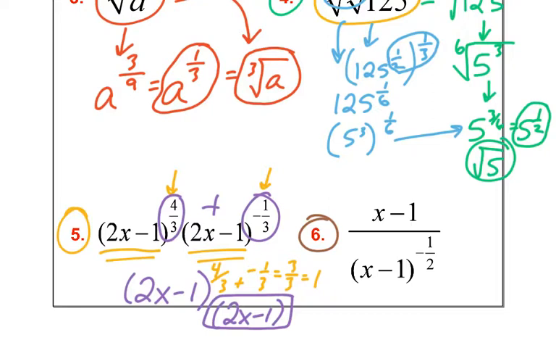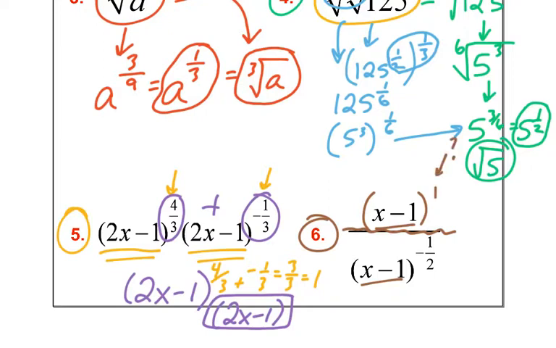Okay, same idea with 5. Do you notice I have an x minus 1 on top and an x minus 1 on the bottom? Same base. Same base dividing. What can we do with our powers? We can subtract. But what's the power on top? I don't see anything on there. Oh, it's a 1, that's right.